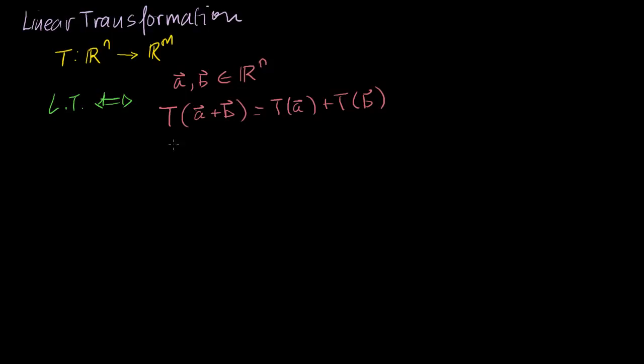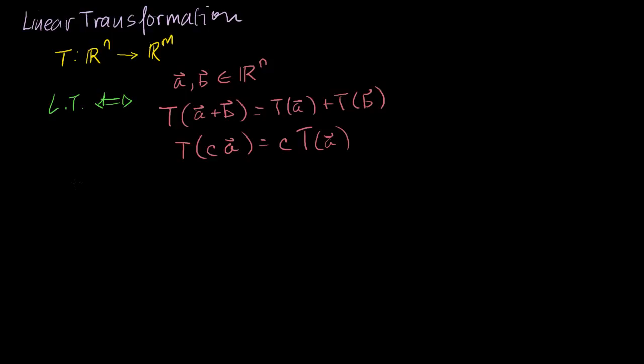And then the second one is that if I take the transformation of any scaled up version of a vector, so let me just multiply vector A times some scalar, some real number c. If this is a linear transformation, then this should be equal to c times the transformation of A. That seems pretty straightforward. Let's see if we can apply these rules to figure out if some actual transformations are linear or not. So let me define a transformation.